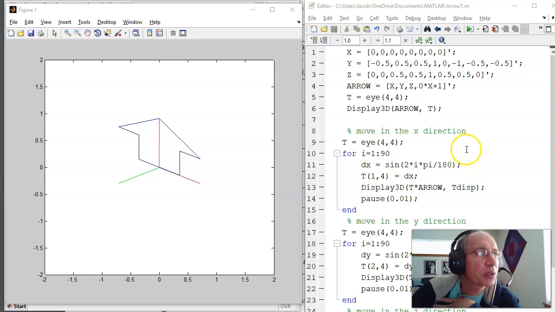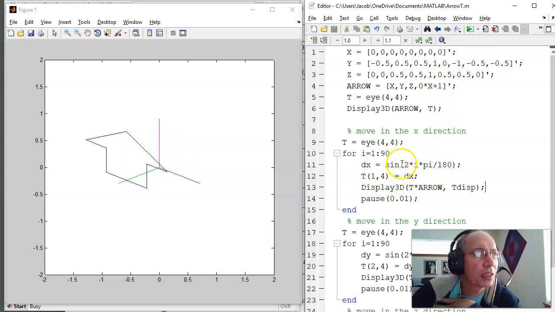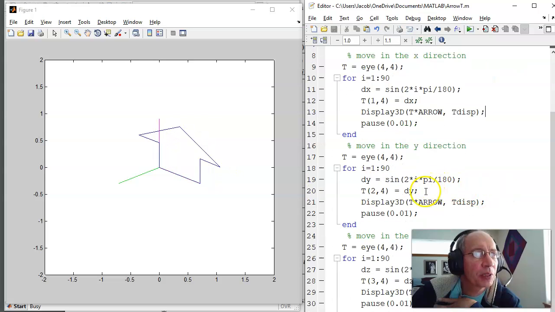This deals with translation. The first problem is to translate in the X, Y, and Z direction, and this isn't really necessary, but it kind of shows off well. What I'm going to do is, if you take your T matrix, translation matrix, and change element 1,4, that moves it in the X direction. Change element 2,4, changes the Y direction. 3,4 is the Z direction.